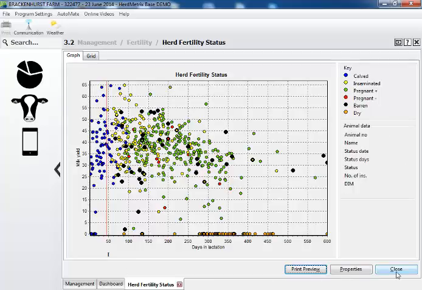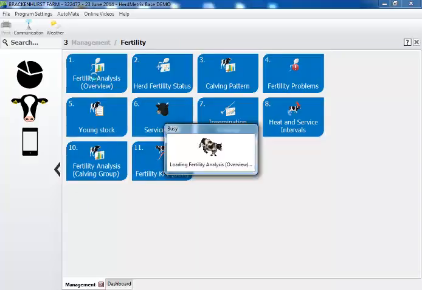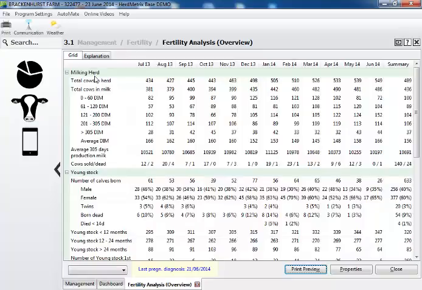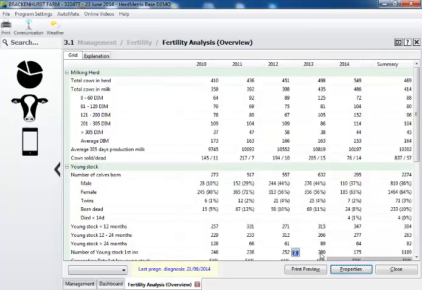So if we go back to our fertility, the next report is the overview of the herd, how the herd has performed over a period of time. And what I'll do is we'll just select to look at this over the last 5 years, just to show us the trend. Say OK.